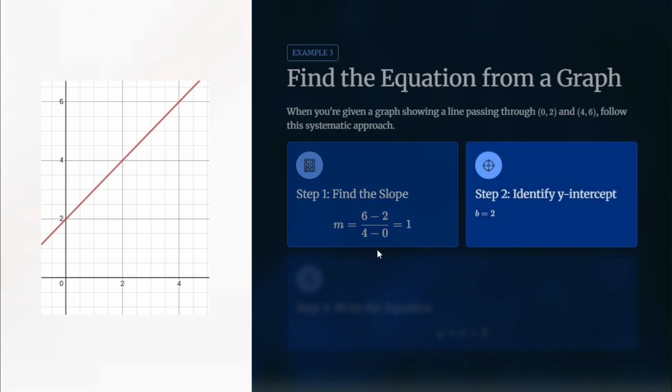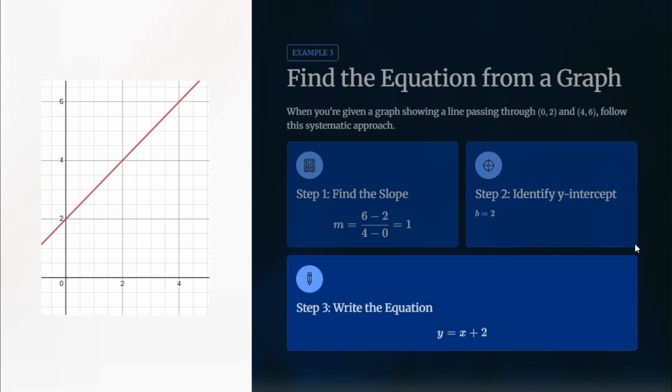Then from the graph, I can quickly identify the y-intercept. That is the point where the line crosses the y-axis, and you can see that it crosses the y-axis at 2 here. So b equals 2. So we can quickly write the equation in slope-intercept form. y will be equal to 1 times x, which is simply x, plus 2.